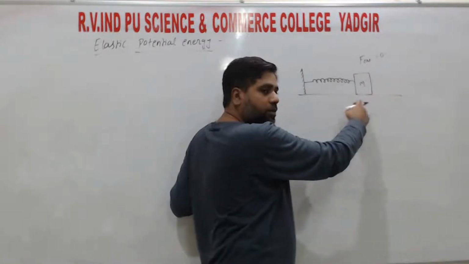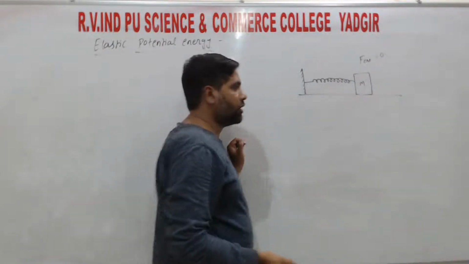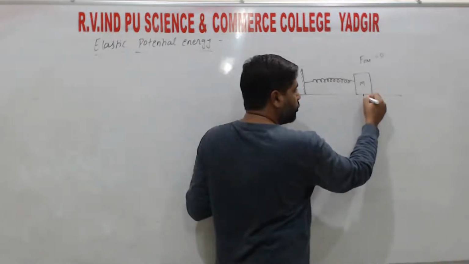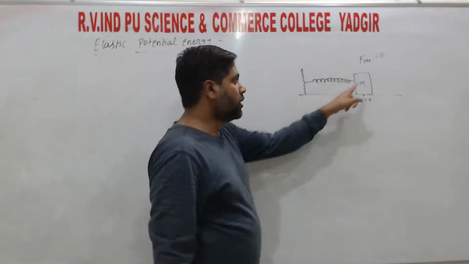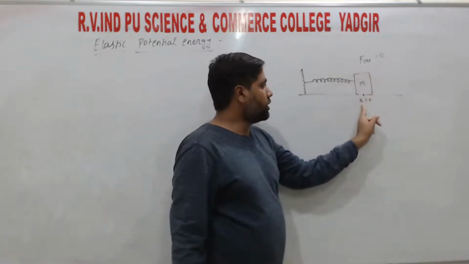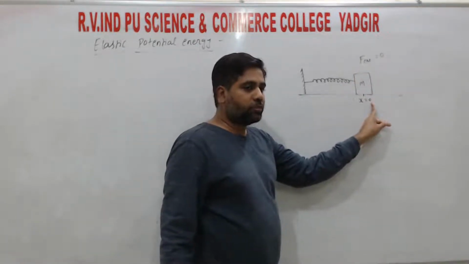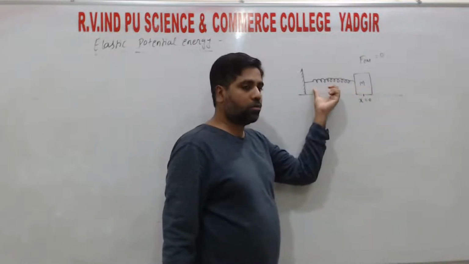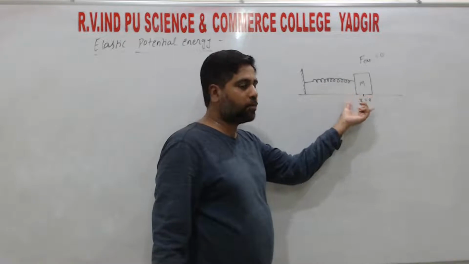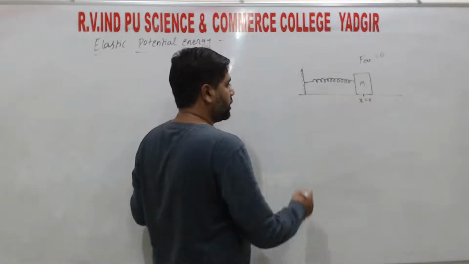So there is no displacement means there is no work done, right? So initially we take the position of the object as x equals 0. When applied force is 0, then the initial position of the object is 0, right? Here we can consider the spring directly, or we can attach a block to the spring and discuss it, right?